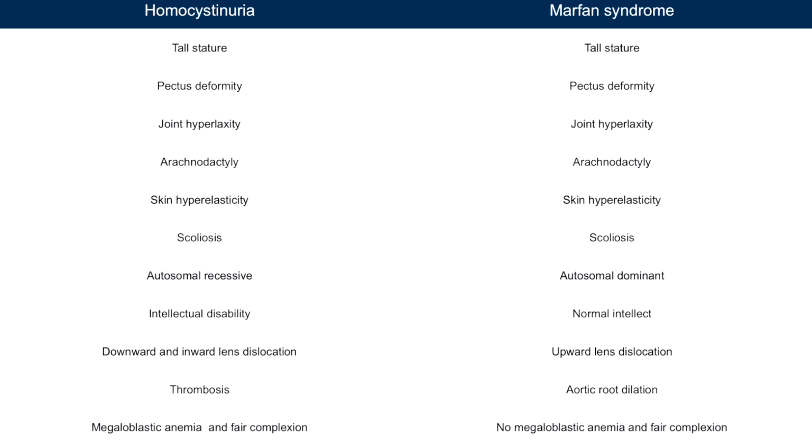Downward and inward lens dislocation is characteristic of homocysteinuria, and upward dislocation is commonly seen in Marfan syndrome. While homocysteinuria is characterized by thrombosis, Marfan syndrome is accompanied by aortic root dilation. Megaloblastic anemia and fair complexion are present in homocysteinuria, but not in Marfan syndrome.